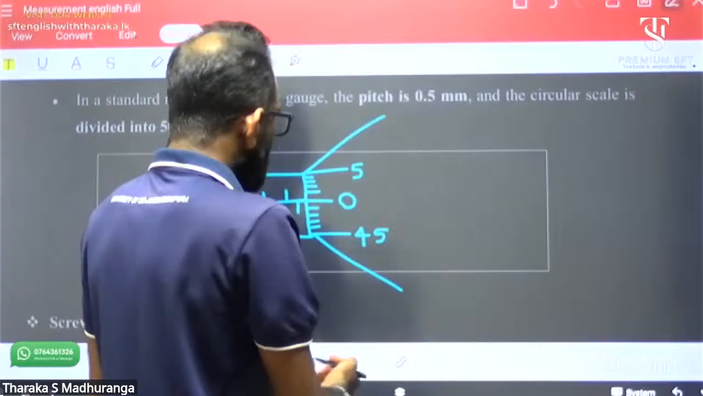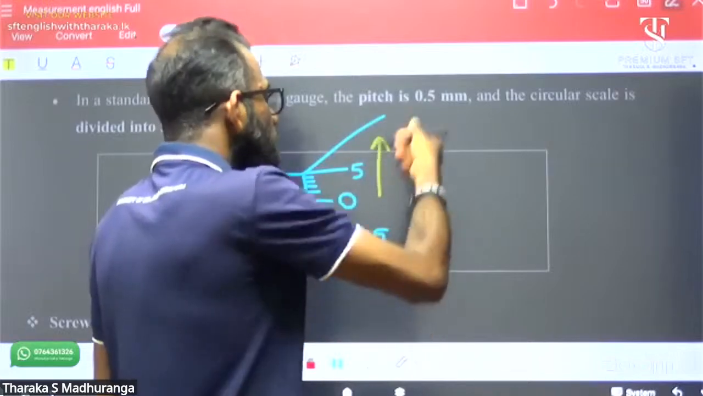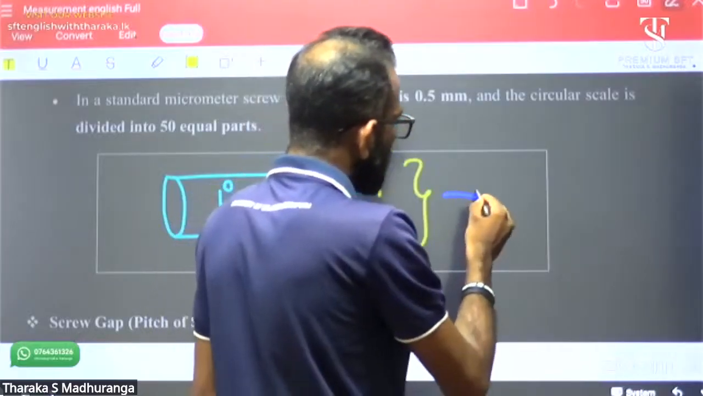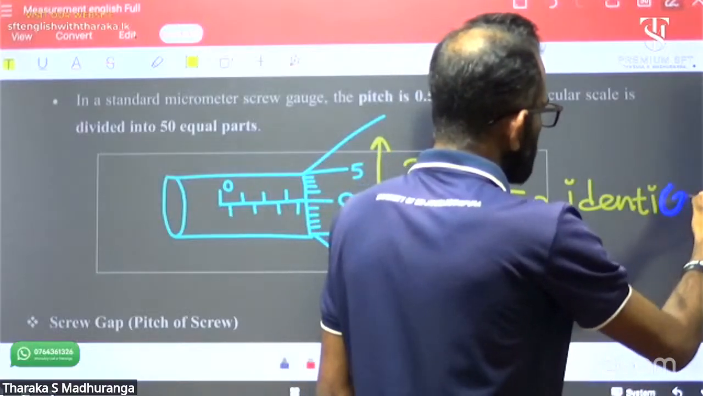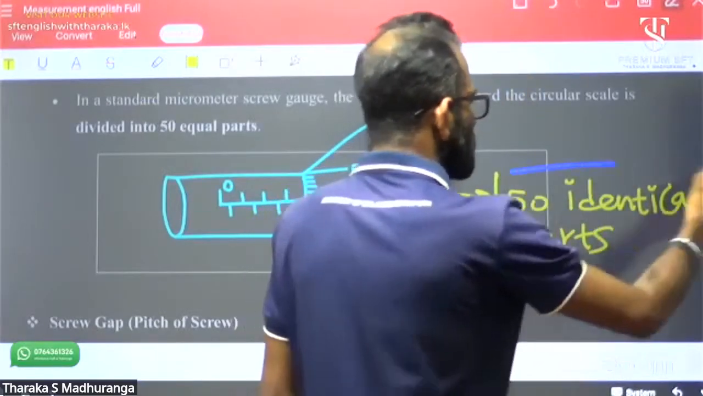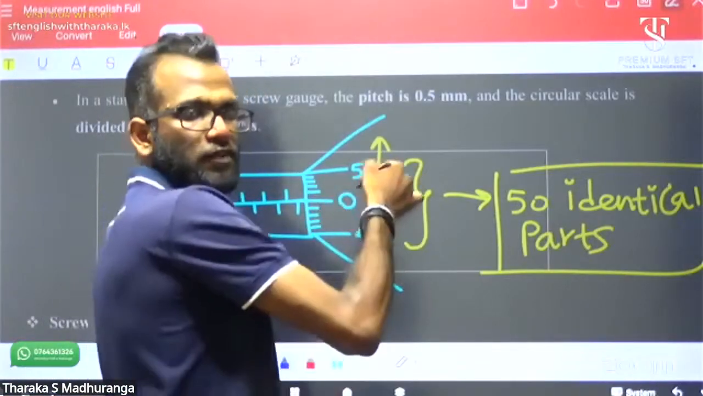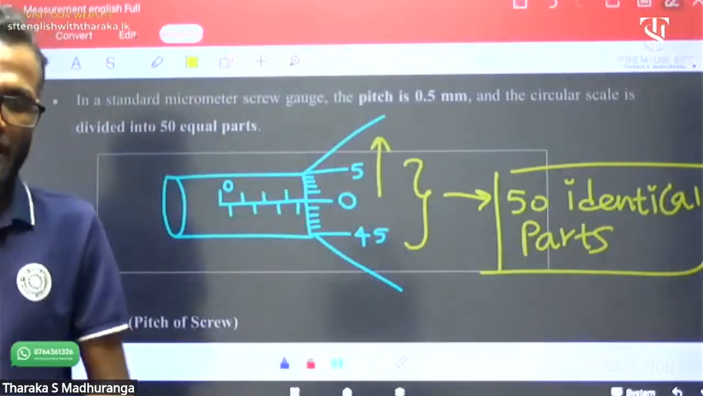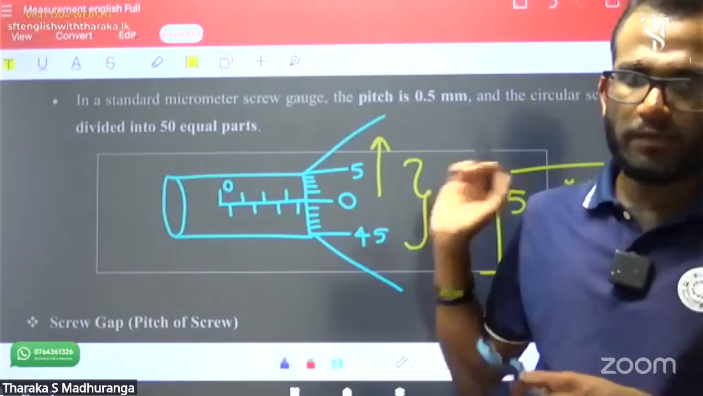Always remember values increase upward. In the circular scale, values increase upward and it has 50 identical parts. Very, very important: 50 identical parts, even parts, with the same distance. See, 45, 46, 47, 48, 49, the 50th part is again 0. The number of parts is 50. It's calibrated up to 50 identical parts. Okay, draw this.